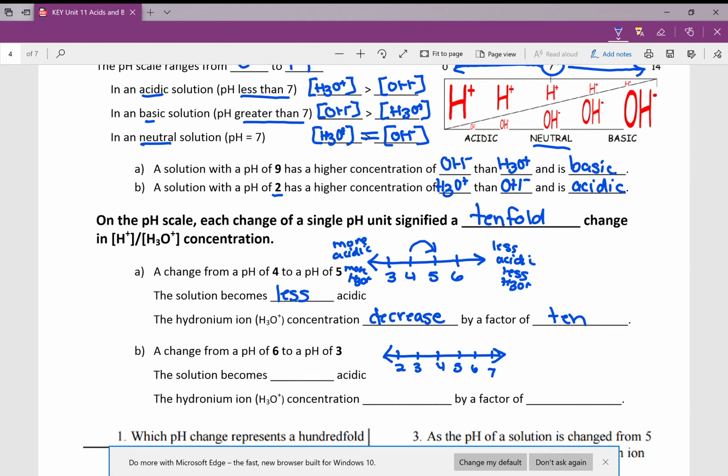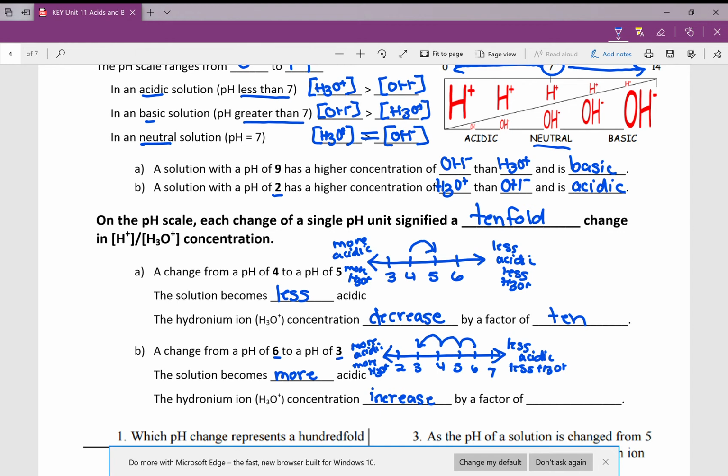Okay, so here I'm starting at 6 and I'm going down to a pH of 3. As you move closer to a pH of 1, it's becoming more acidic, which means it has more hydronium in the solution. As you go up to a higher value, it's less acidic, so it has less hydronium. So as I go from 6 to 3, moving to a lower pH value, the solution is going to become more acidic, which means the hydronium ion concentration is increasing. And then I'm going to look at each jump.